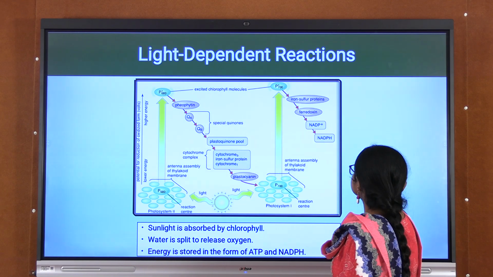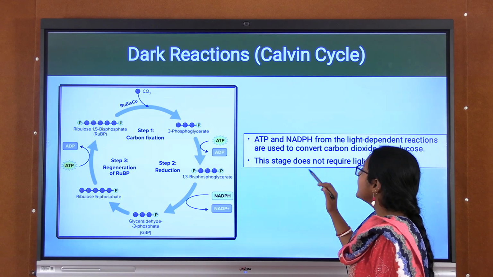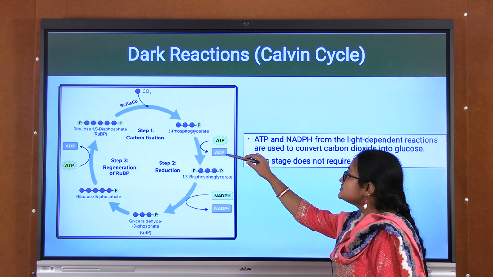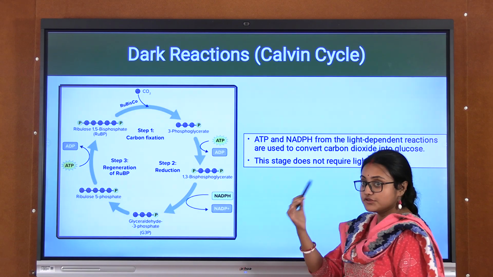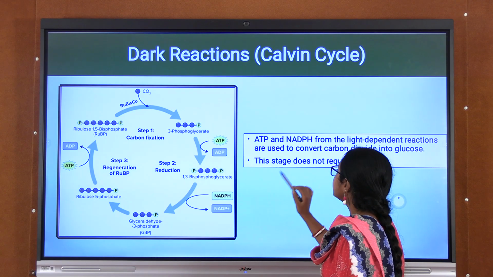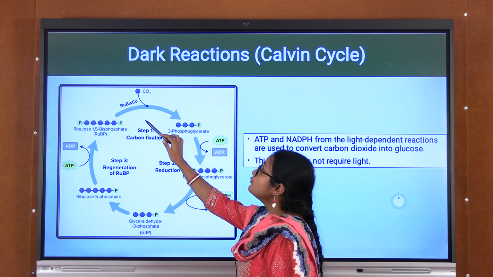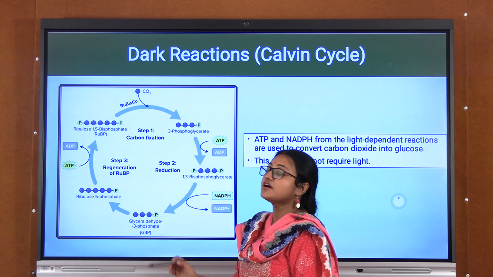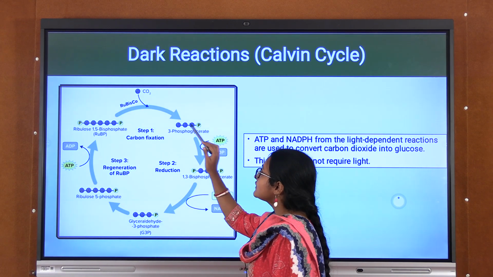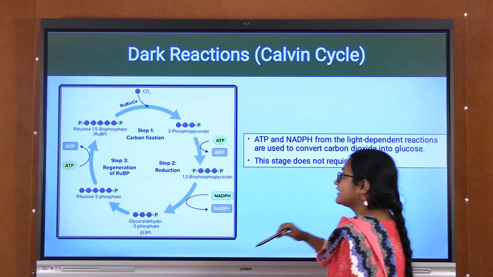This is the dark reaction, where the ATP and NADPH produced in the light reaction are now utilized, and this stage does not require light. There is an enzyme called ribulose bisphosphate carboxylase oxygenase, which takes part in this cyclic process, known as the Calvin cycle.